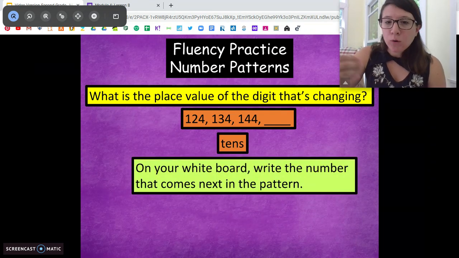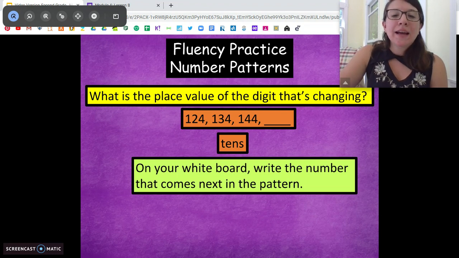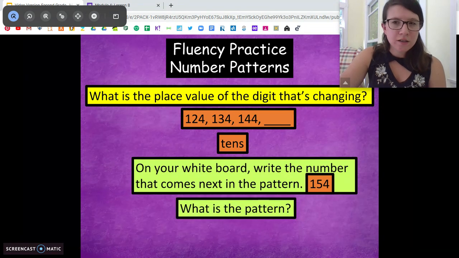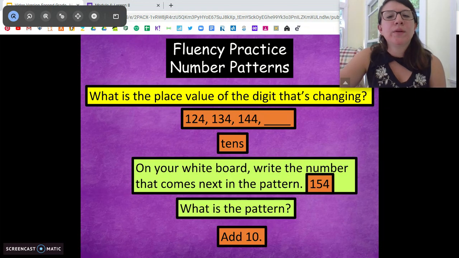On your paper or whiteboard if you're using it, tell me the next number. Write down the next number in this pattern. Do that now. Good. You should have 154. So what is our pattern? Adding 10. Awesome. Let's do another one.